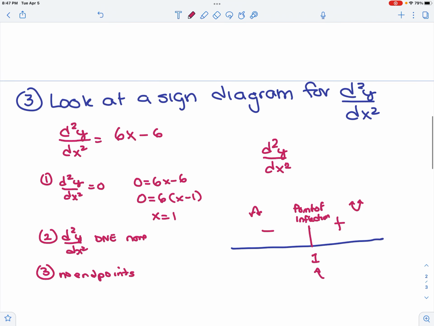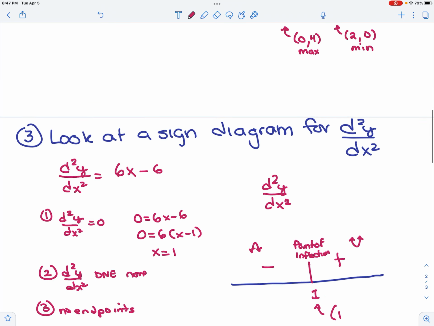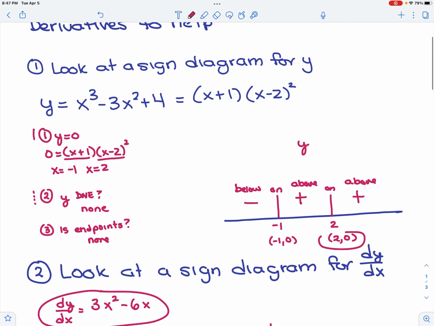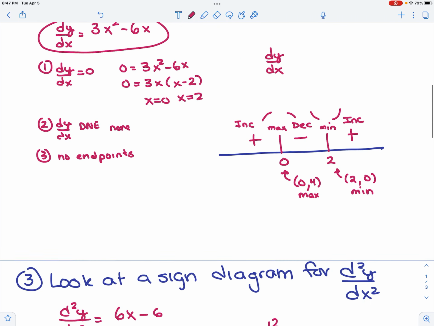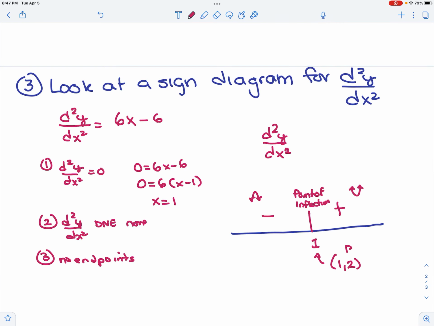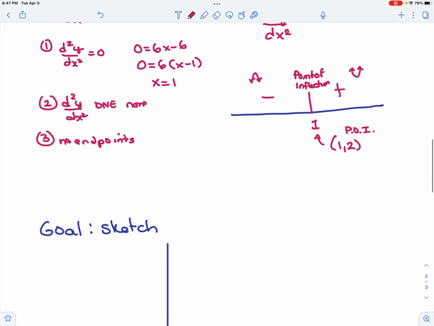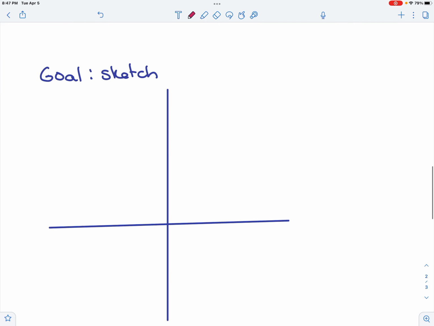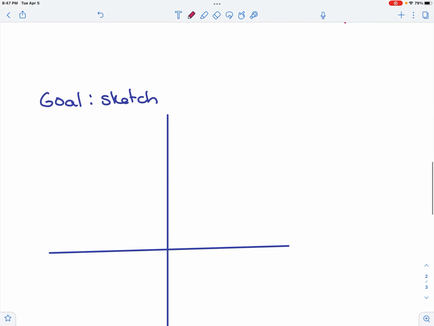Okay, and then I can find the coordinates for this by going all the way up here and putting 1 into here, and I get 1 minus 3, which is minus 2, plus 4, which is 2. And this is a point of inflection where the concavity switches. Okay, and now I am ready to put this all together on a graph.